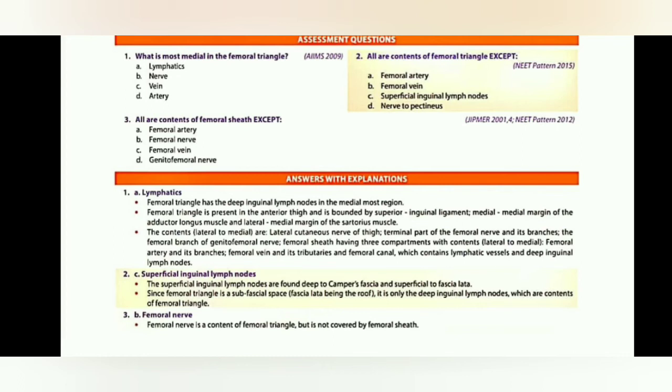Third question, all are the contents of femoral sheath except: femoral artery, femoral nerve, femoral vein, genitofemoral nerve. Obviously the answer is femoral nerve because it is not present inside the femoral sheath, it is present outside and lateral to the femoral sheath.